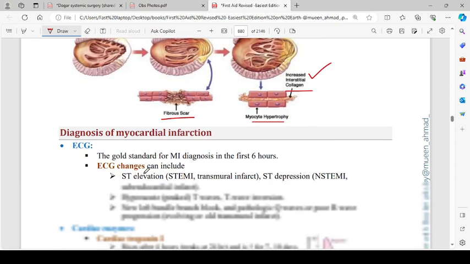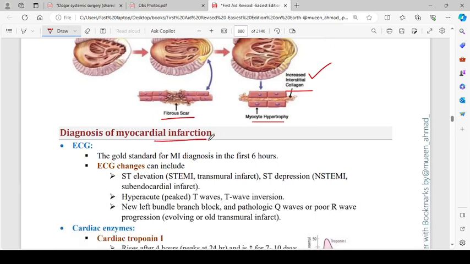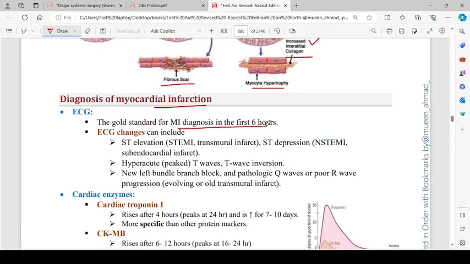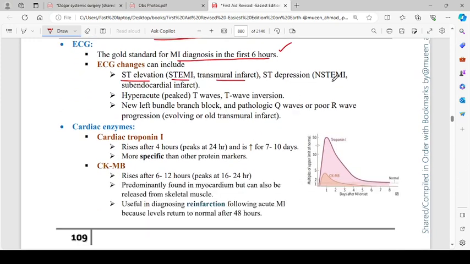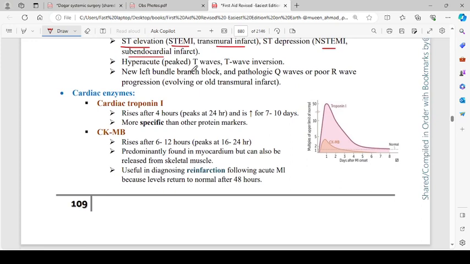interstitial collagen. Diagnosis of myocardial infarction on ECG is the gold standard in the first 6 hours. ECG changes can include ST elevation (STEMI, transmural infarction), ST depression (non-ST elevation myocardial infarction, subendocardial infarction), hyperacute peaked T waves and T wave inversion, new left bundle branch block, and pathologic Q waves or poor R wave progression, indicating evolving or old transmural infarcts.